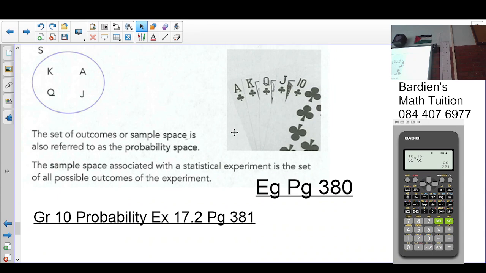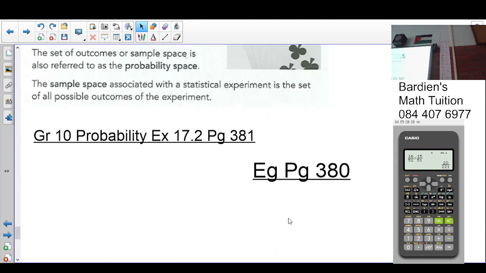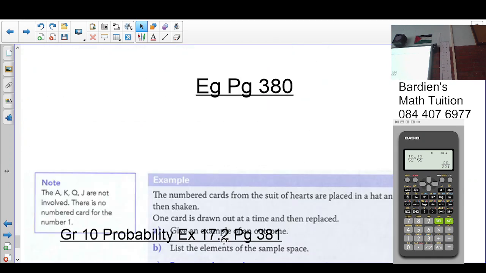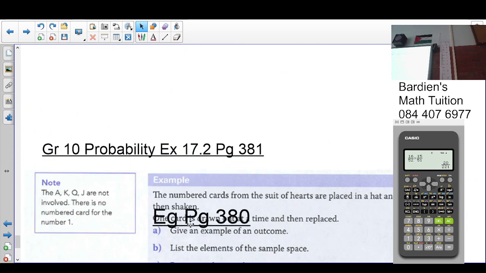The set of outcomes or sample space is also referred to as the probability space. The sample space associated with a statistical experiment is the set of all possible outcomes of the experiment. Right, let's carry on. Let's look at an example now.